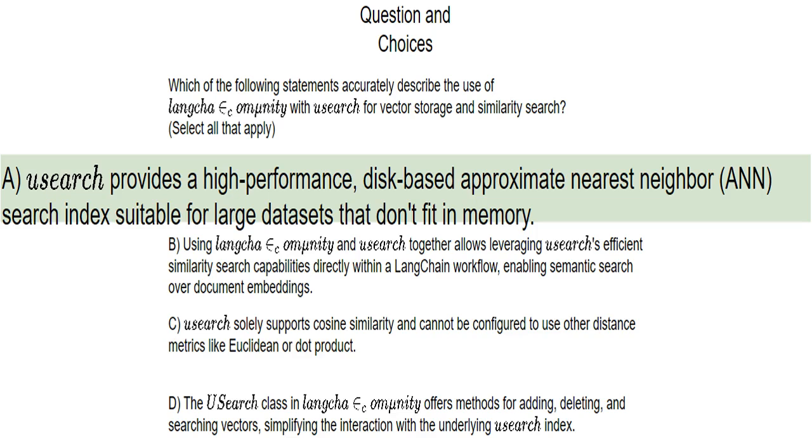USearch is like a highly optimized database, specifically designed to find similar vectors super quickly. The ANN part means it doesn't always find the absolute closest match, but it's very, very close and much faster, especially when dealing with massive amounts of data that would overwhelm your computer's memory. It smartly uses disk space to handle these large datasets.